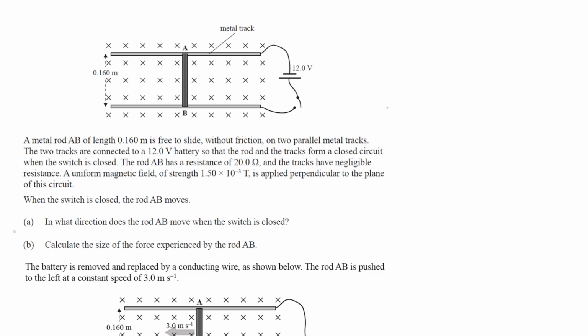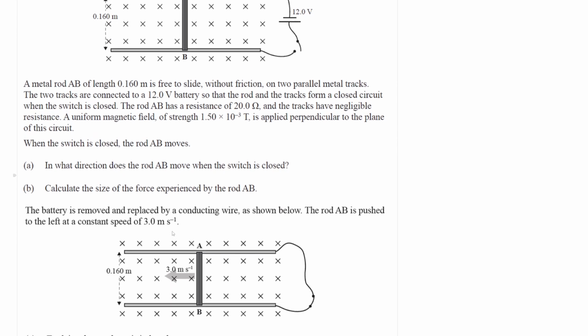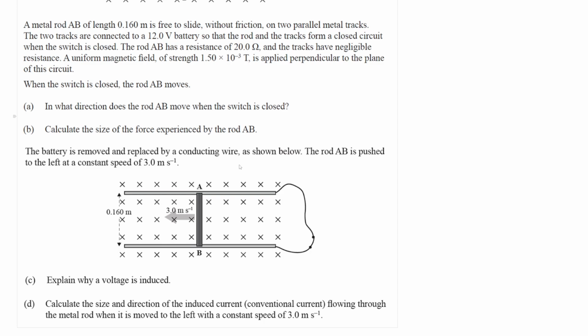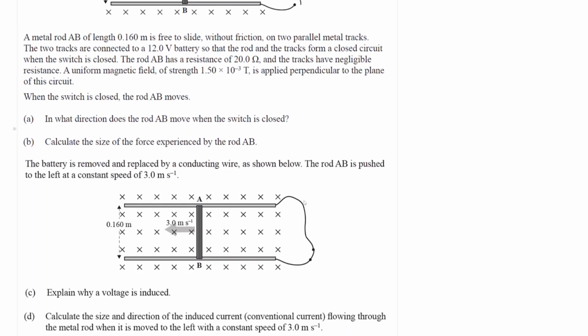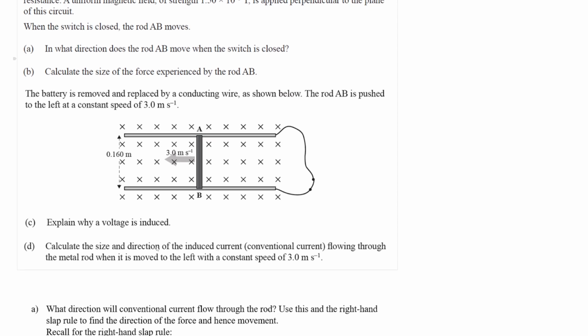Middle track, magnetic field, connected to a power supply. So what happens when current goes through? Think right-hand slap rule. What's the force on the rod? Calculate the size of the force. We remove the battery and we put a wire outside the magnetic field. Why is a voltage induced? Right, explaining the idea behind the charges. And then calculate the size and direction of the induced current.